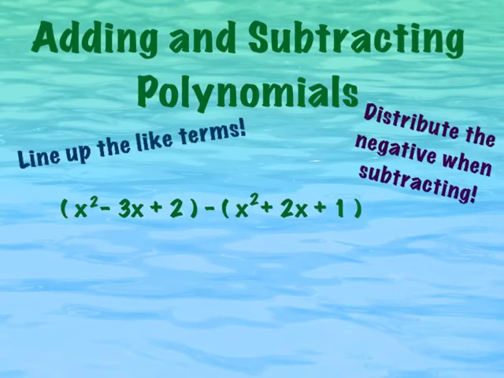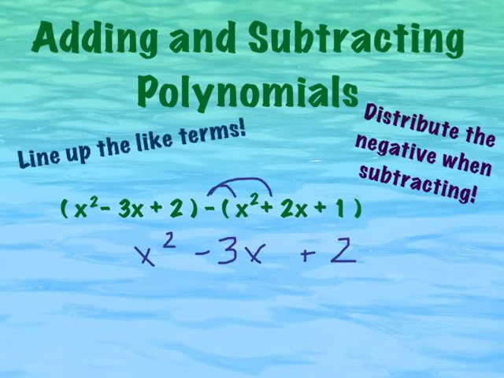We also talked about adding and subtracting polynomials. For this one, we line up our like terms, and when we're subtracting, we distribute our negative. So here we start with the first expression, 2x squared minus 3x plus 2. Remember to leave spaces. If we're skipping out a term, like if it had just said x squared plus 2, we would want to leave a space for our x term just so we can make sure everything lines up, even if it wasn't there.